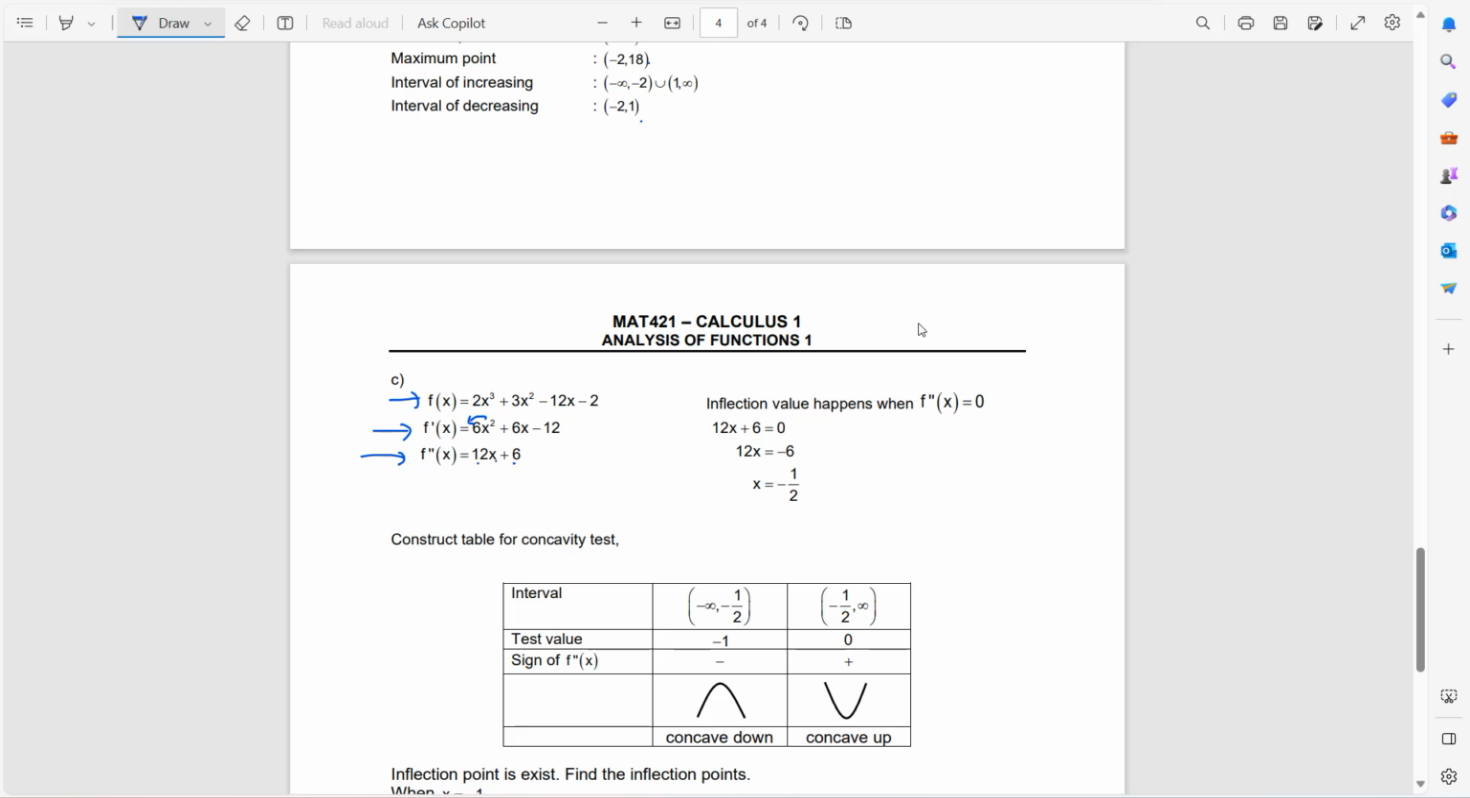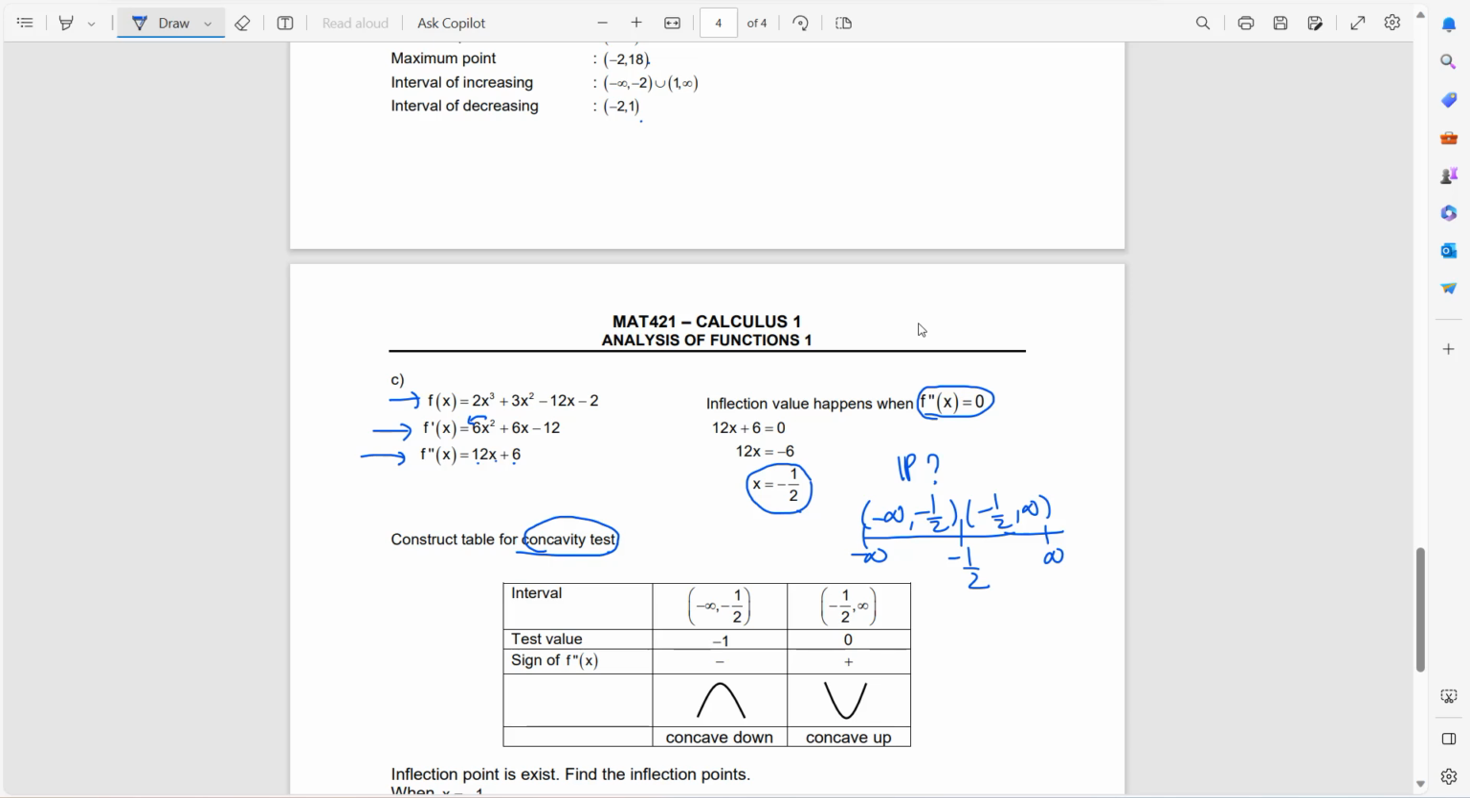We already know that the inflection value happens when f double prime equals 0, and then we get x equals negative 1/2. We don't know yet whether the inflection point exists or not. We need to do the concavity test. How to do the concavity test? From our inflection value, we need to build up our intervals: negative infinity to negative 1/2, and negative 1/2 to infinity.